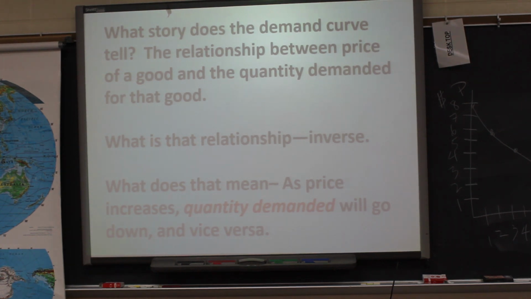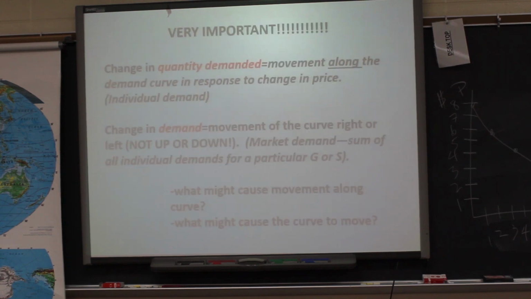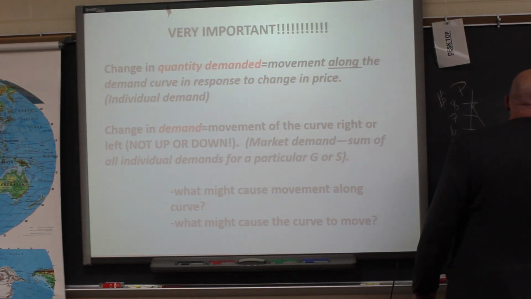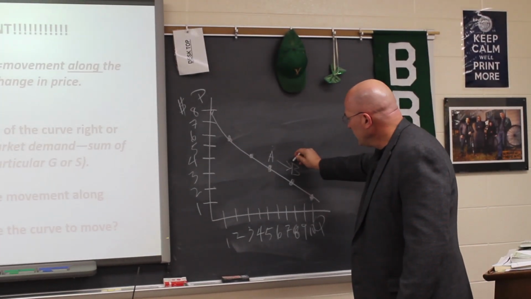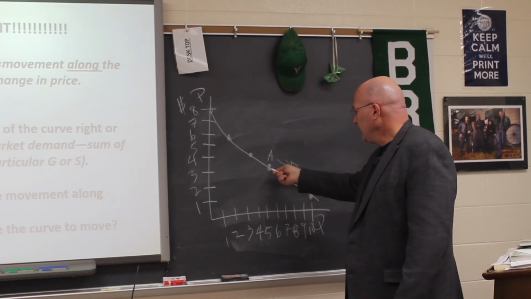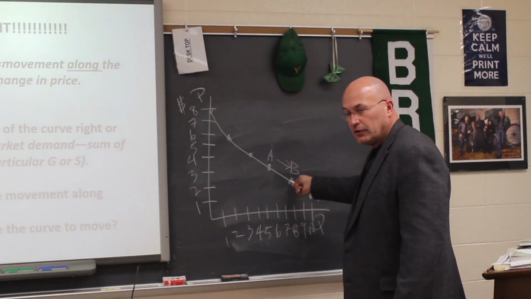As price increases, quantity demanded will go down and vice versa. Okay, that's to help you understand how to graph it. Now, here's something else we're going to have to understand. If I move from point A to point B here, what has happened? Moving from A to B, what we say is quantity demanded has increased from 6 to 8 units.